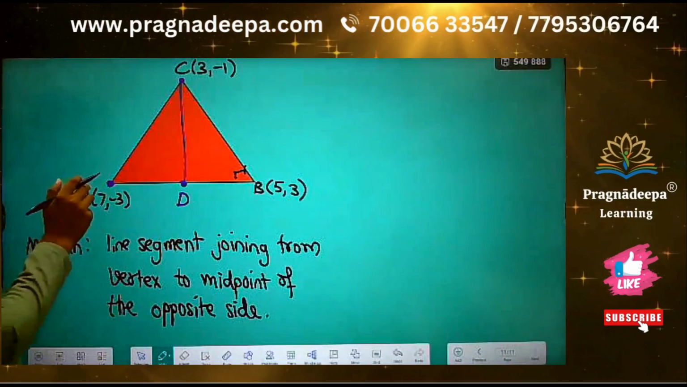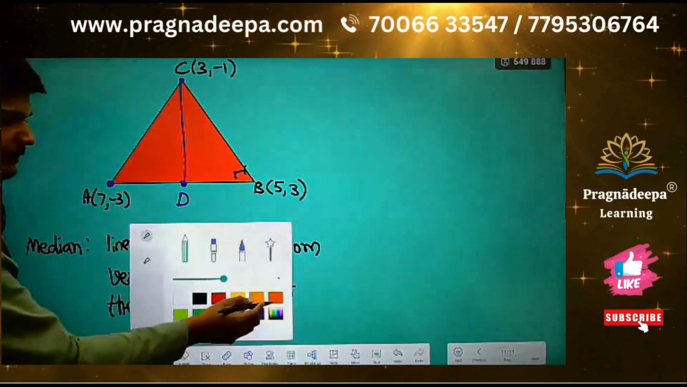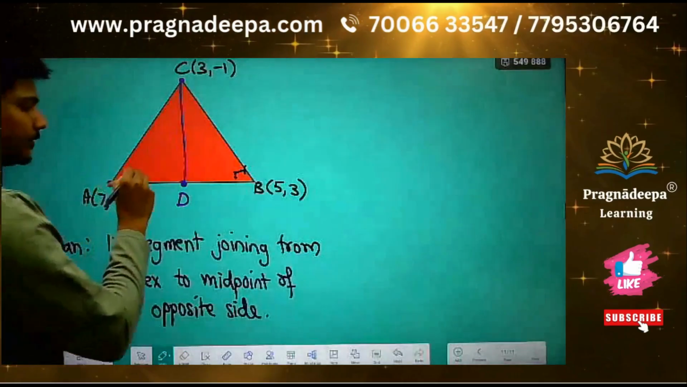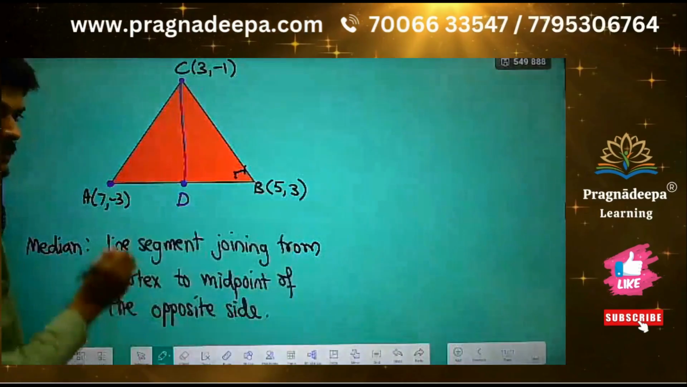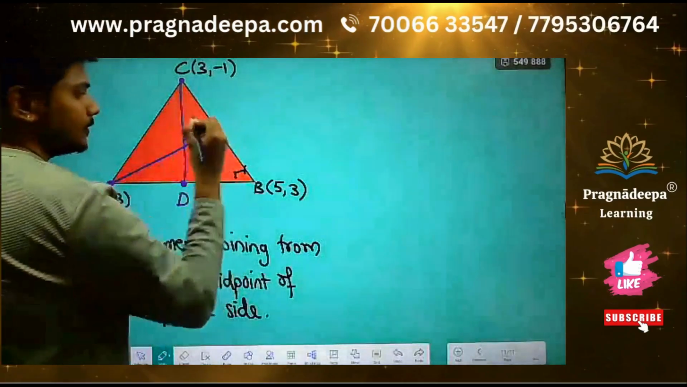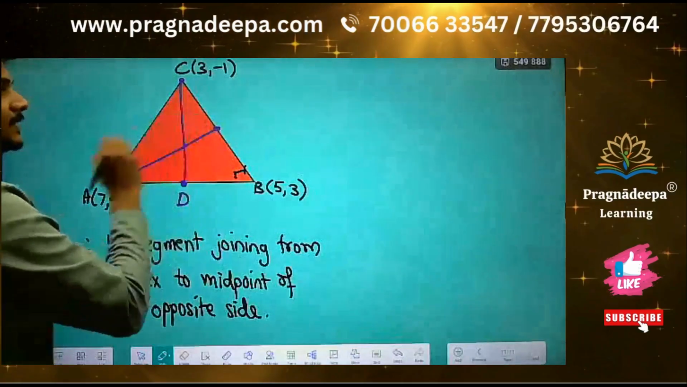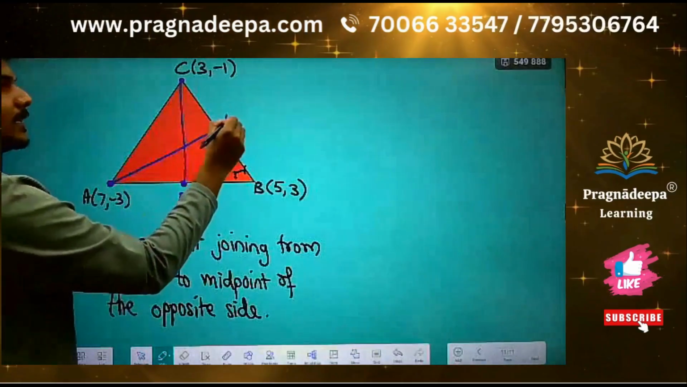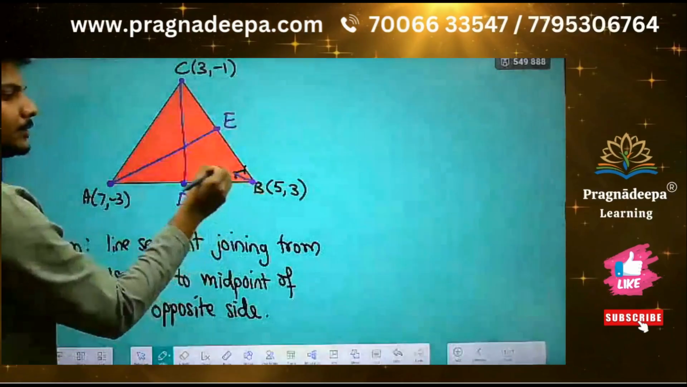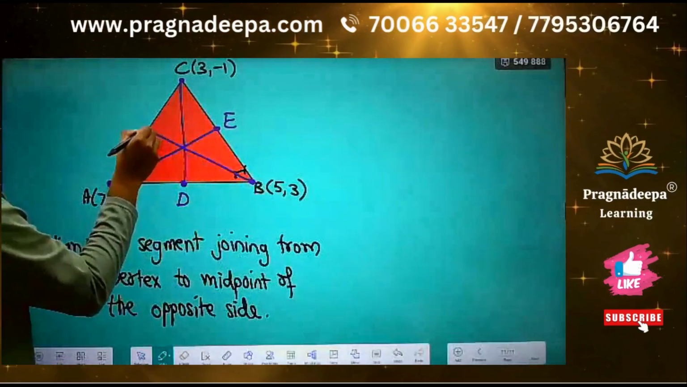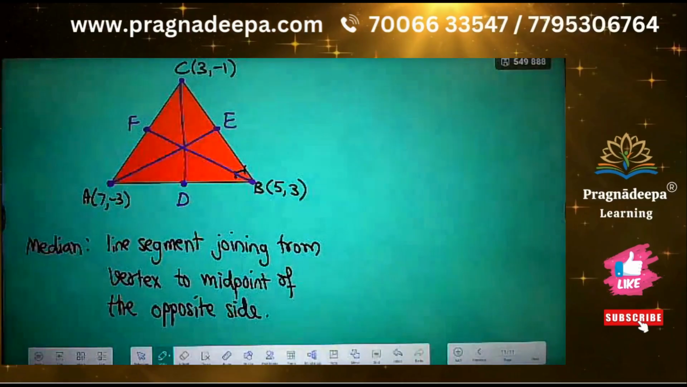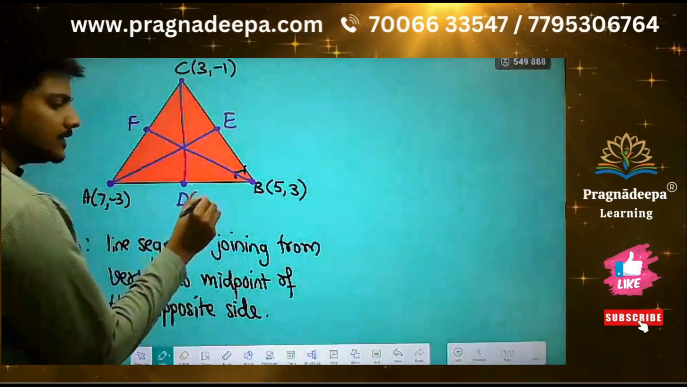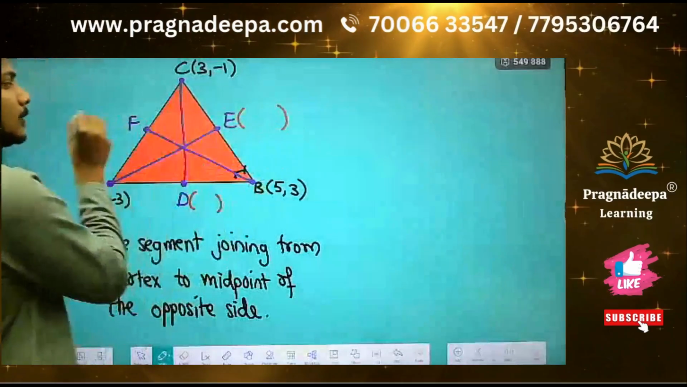So from vertex A, I will draw another median. From A to BC, I will draw another median. I call it E. From B to here, I will draw another line segment and I will call it F. So I have drawn all the medians. Now first I need to find the coordinates of D, coordinates of E, coordinates of F.